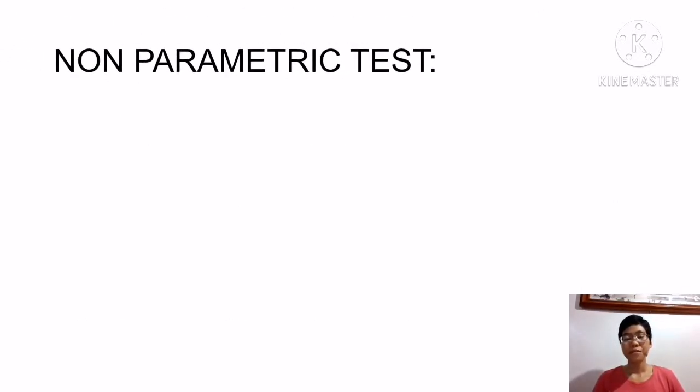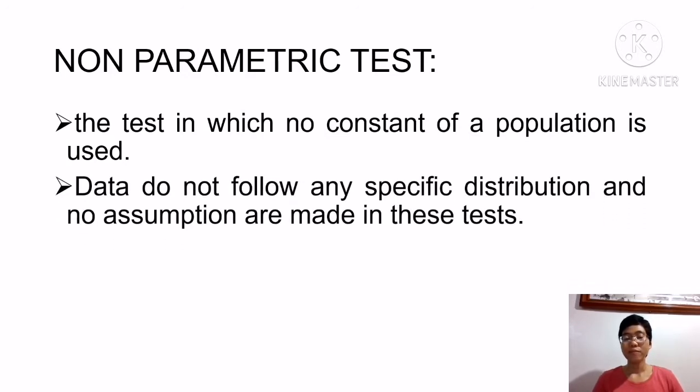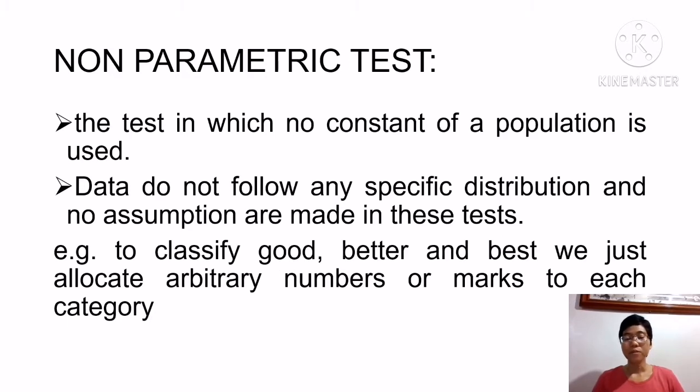The non-parametric test. The test in which no constant of a population is used. The data do not follow any specific distribution and no assumptions are made in this test. Example: to classify good, better, and best, we just allocate arbitrary numbers or marks to each category. It is also called distribution-free test. Other examples of non-parametric tests are the sign test, the Mann-Whitney-U test, and the Kruskal-Wallis test.